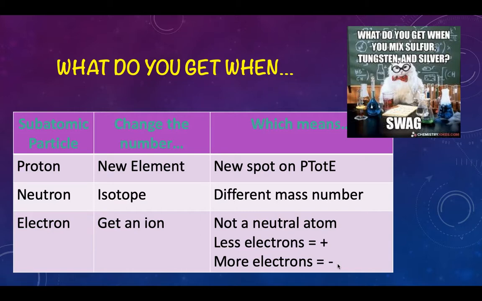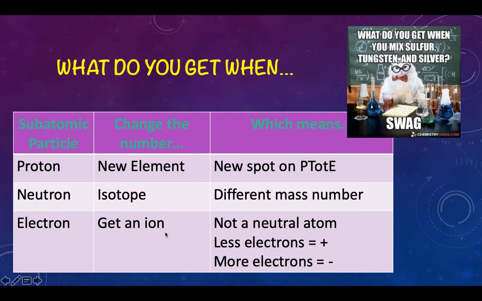But that's getting ahead of myself. You'll learn more about that in chemistry. We don't need to know about that right now. That's not our focus. But just to start making connections to things you've maybe wondered or heard about before. So these are the pieces of changing the atom to get new things: different elements, isotopes, and ions.